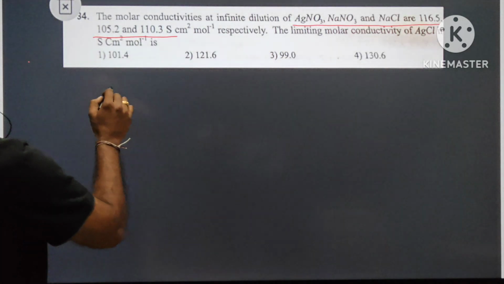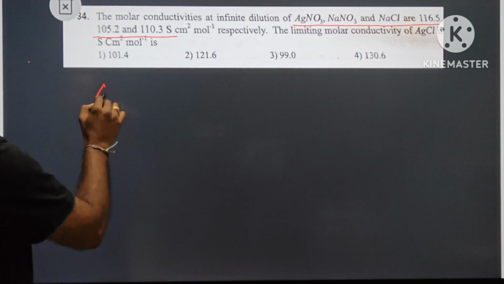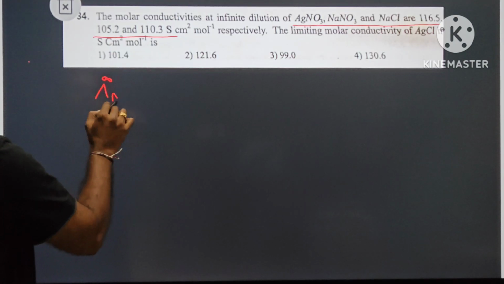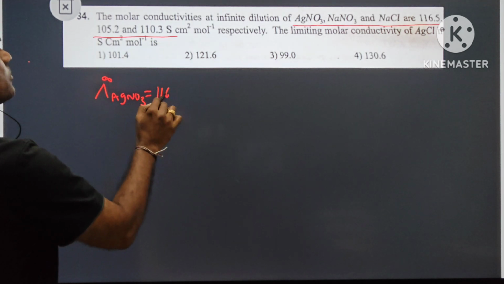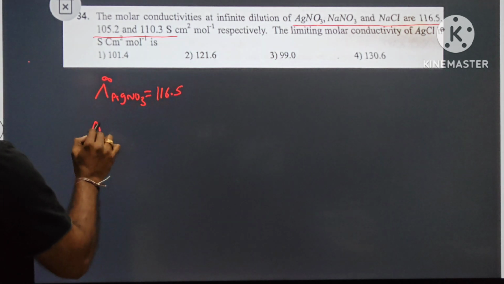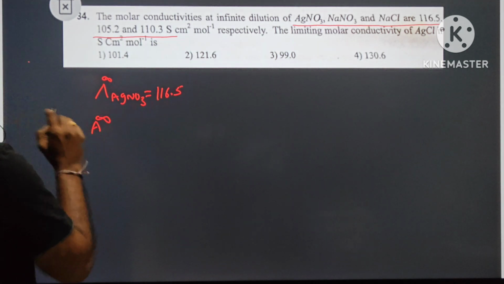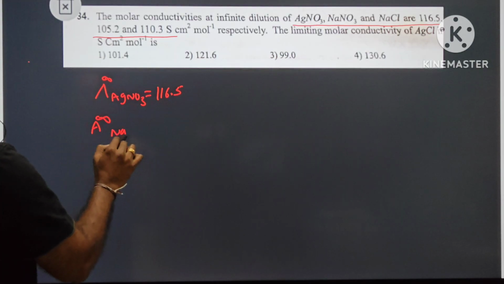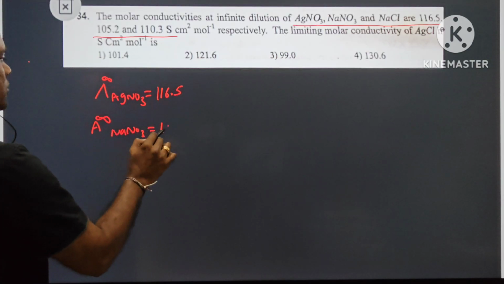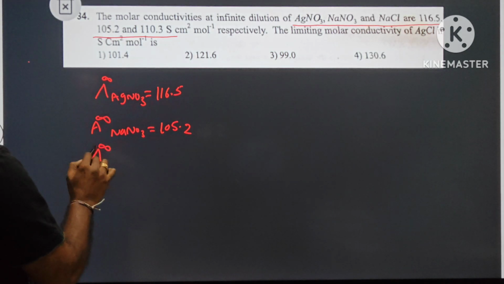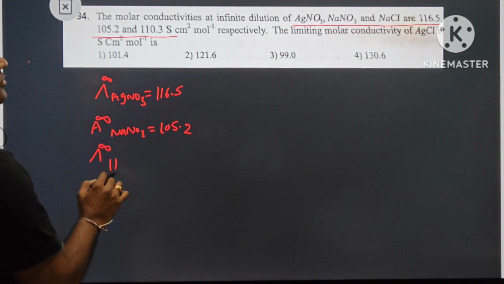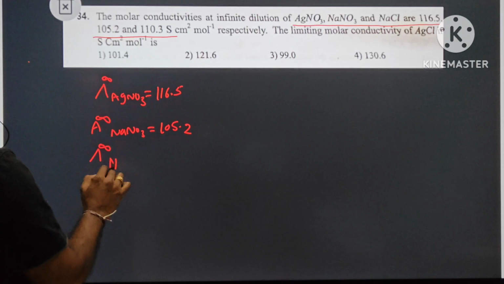First of all, I am writing the conductivity at infinite dilution. Lambda infinity of AgNO3 is equal to what is given, 116.5. Lambda infinity of NaNO3 is equal to 105.2. Yes, tell me, Sophia. Second option. Yes.